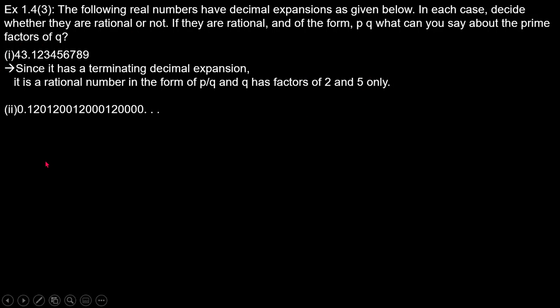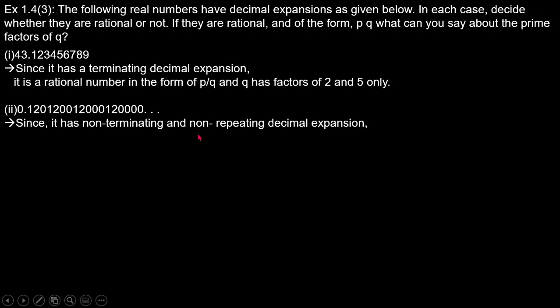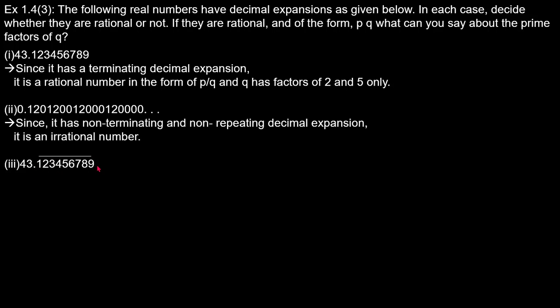Next is 1 2 0 1 2 0 0 1 2 0 0. So this is not terminating, neither is it repeating, it is a different sequence. So it is a non-terminating, non-repeating decimal expansion, and we know that such numbers are irrational numbers. This is the definition of an irrational number actually. Now this one is repeating, and this is the sequence. So it is repeating.